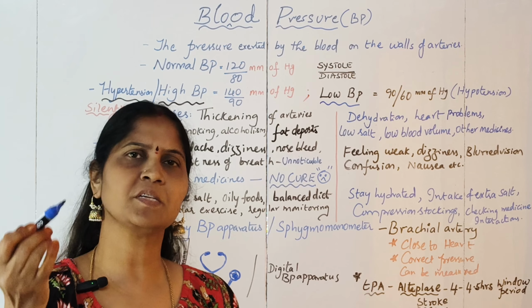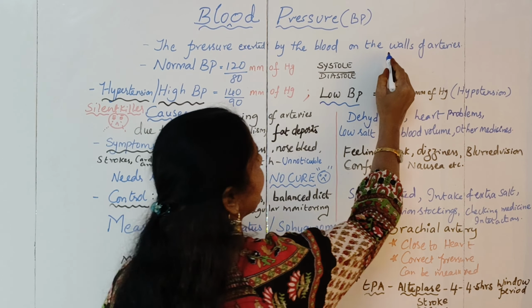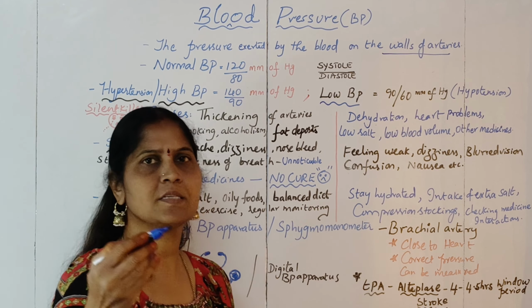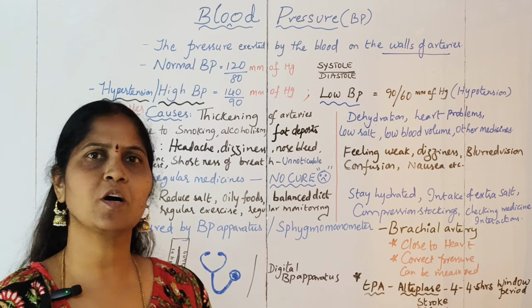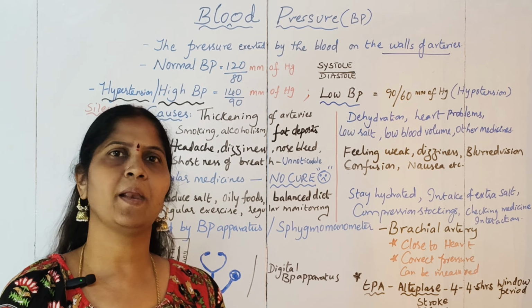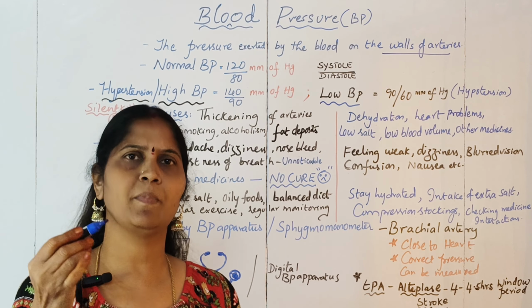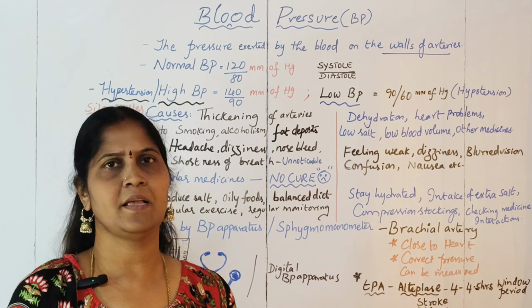So the pressure which is exerted by blood on the walls of the arteries is what is called blood pressure, because arteries are the main blood vessels which take the blood from the heart to all the parts of the body. So blood pressure will be measured in the arteries.